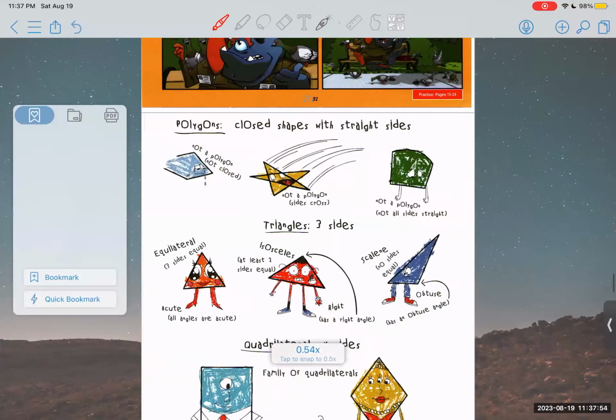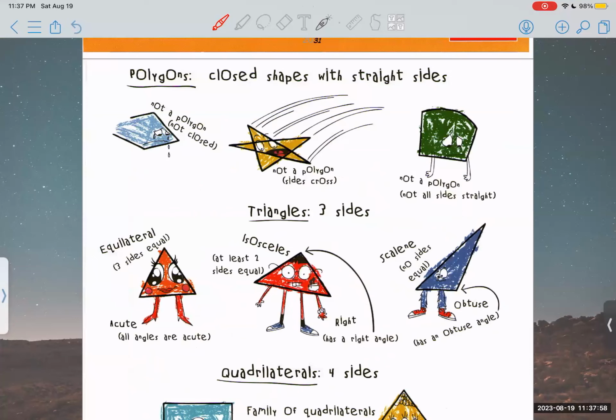Okay, so this is a little summary here. So polygons. Polygons are closed shapes with straight lines. So the sides have to be straight in order for this to be a polygon. So we can see right here, the first shape, it's not a polygon. Why? It tells us, because it's not closed right here. It's open. But if we connect this, if we close this, then will it be a polygon? Yeah. Right, it will be a polygon.